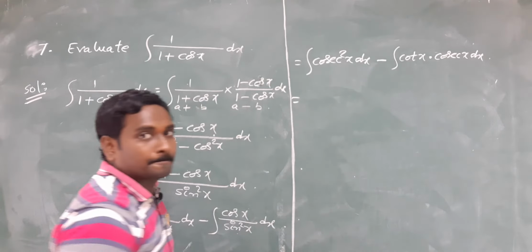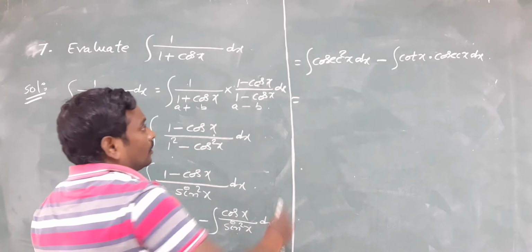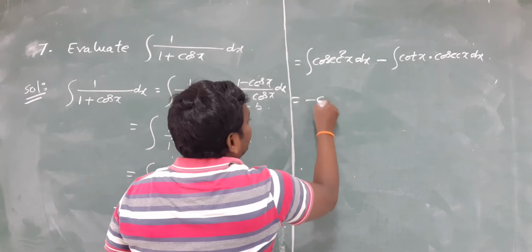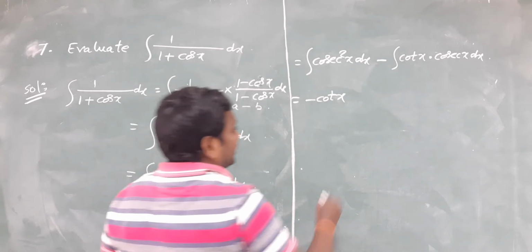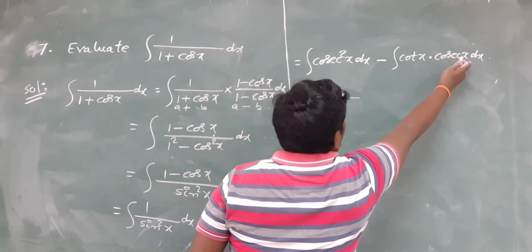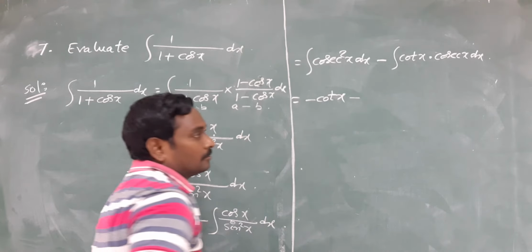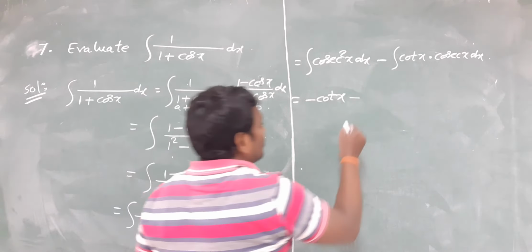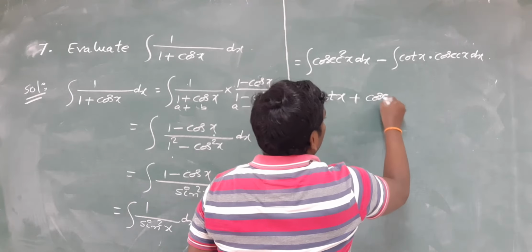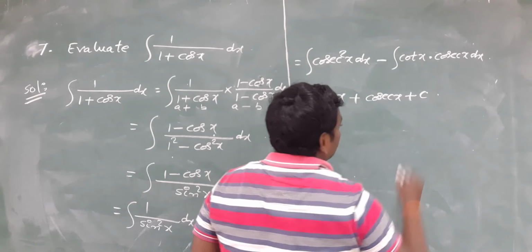That is equal to, what is the integral of cosecant square x? We have a direct formula, minus cot x. Minus, what is the integration of cosecant x into cot x dx, which is a direct formula on integration, which is minus cosecant x. So minus of minus plus cosecant x plus c.